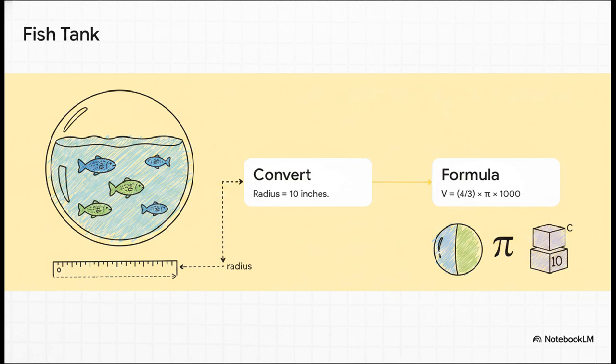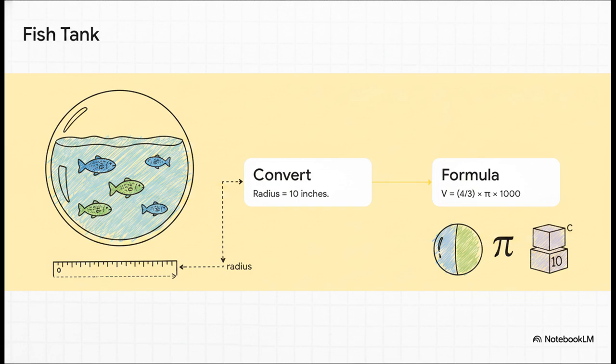Example 2. Imagine a massive spherical fish tank. The problem says it has a diameter of 20 inches. Step 1, boom, spot the trap. They gave us the diameter. So step 2 is our vital conversion step. We just divide that 20 in half. Our radius is actually 10 inches.